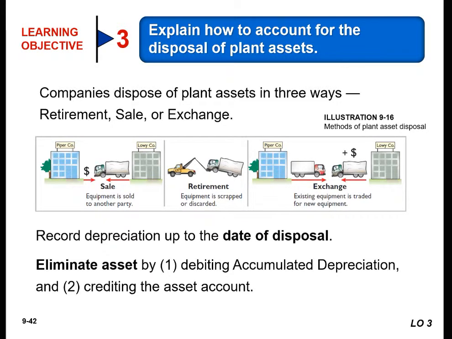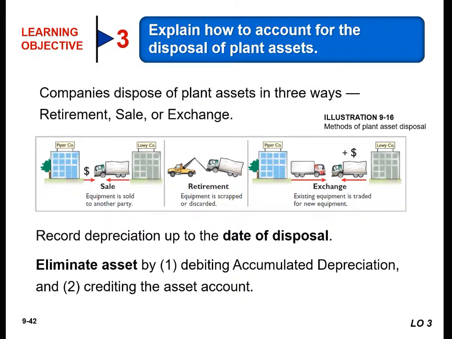We buy something, we use something, eventually we're going to get rid of something. Companies dispose of their plant assets that are no longer useful to them in one of three ways. There is sale, when we sell the equipment to another party. There is retirement, which means that we could scrap or discard, or we might engage in an exchange. And that's when we trade our existing equipment for new equipment.